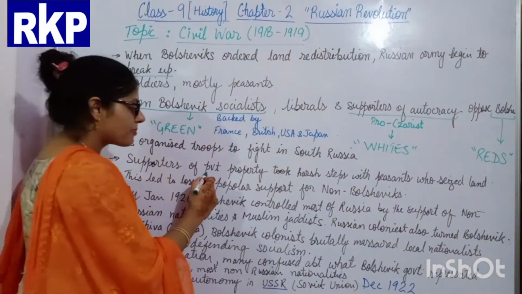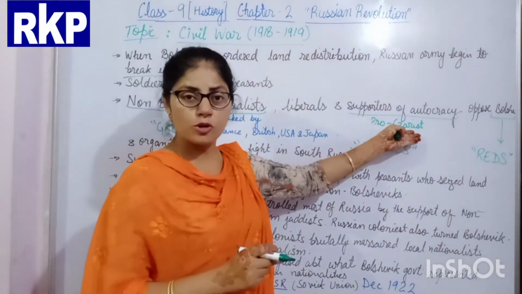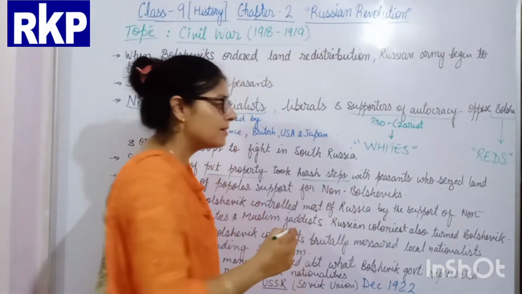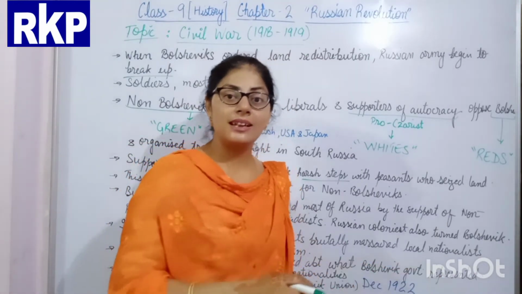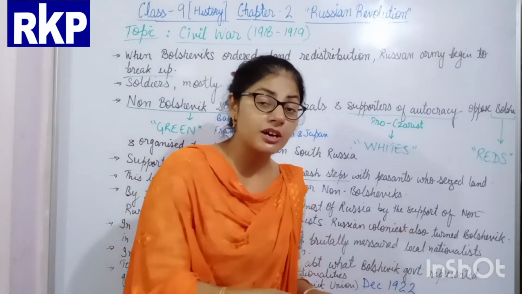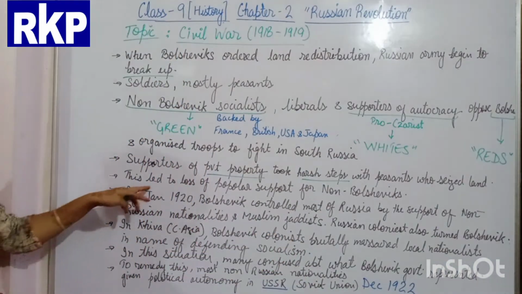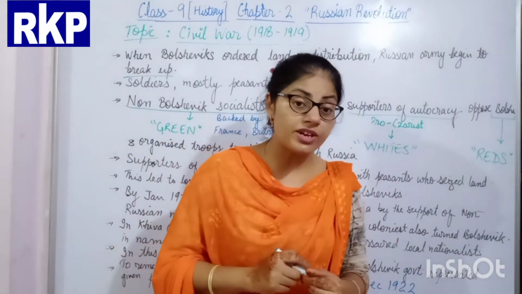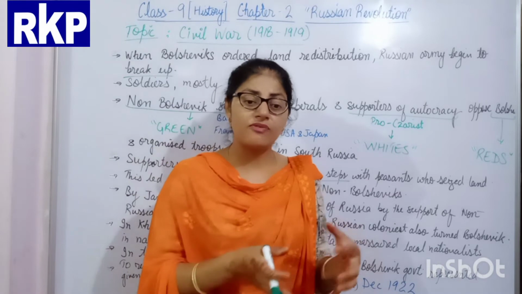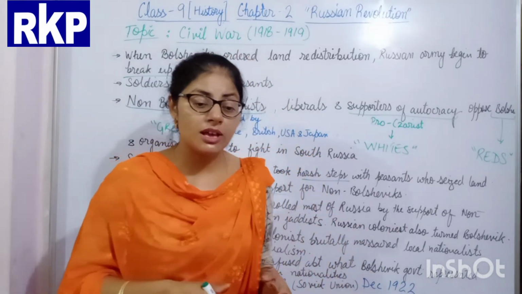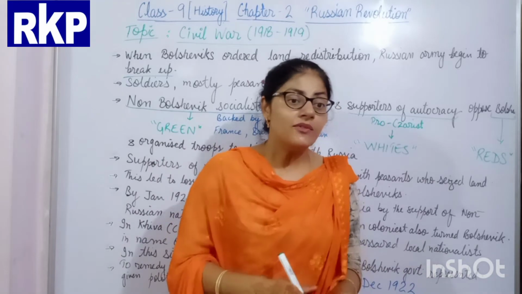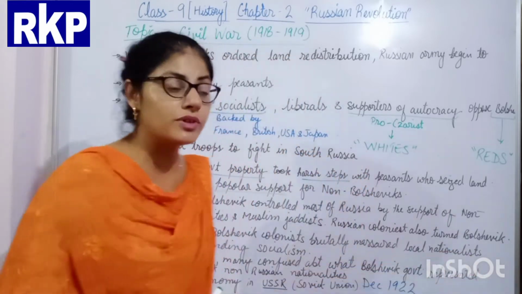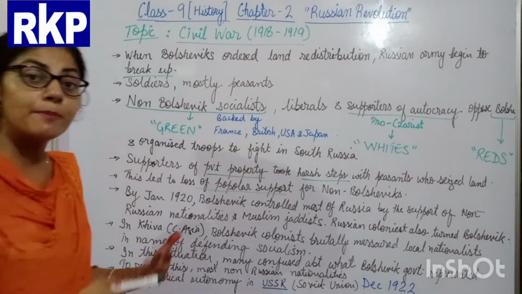The supporters of private property, obviously the pro-czarists, took harsh steps against the peasants who seized their land and established their control over it. This led to a loss of popular support for the non-Bolsheviks. When the pro-czarists started harsh treatment of the peasants, their support obviously reduced, the supporters of the Bolsheviks grew in number, and the Bolshevik party became more popular.